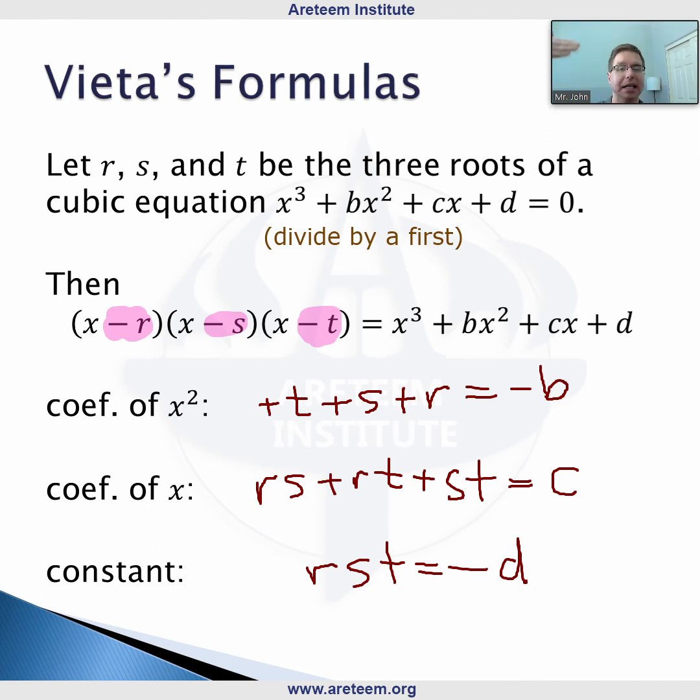Sum of the roots is negative b or negative b over a. If you have the a, the sum of the product of two of the roots together is c or c over a. And then the product of r, s, and t, all three of the roots put together is negative d or negative d over a in the general case. And that idea of the proof can be extended further as well to higher powers and higher degrees of polynomials, which we'll explore in a later video.